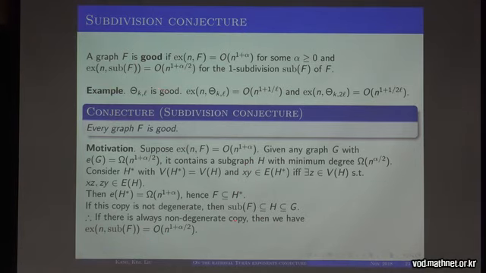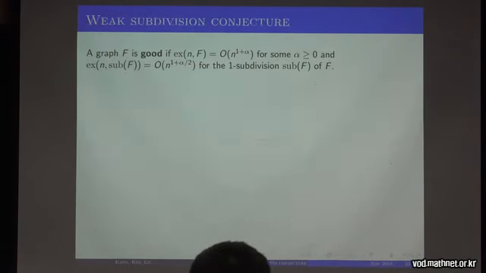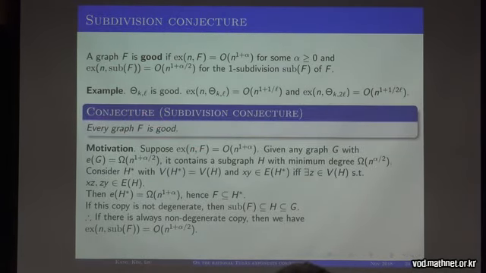But we couldn't show there is always a non-degenerate copy. Yes, this is one of the motivations, and the reason why we introduce this conjecture is that it is weaker than the other conjecture. So we are able to show that the weaker version of this conjecture implies the Erdős–Simonovits conjecture.